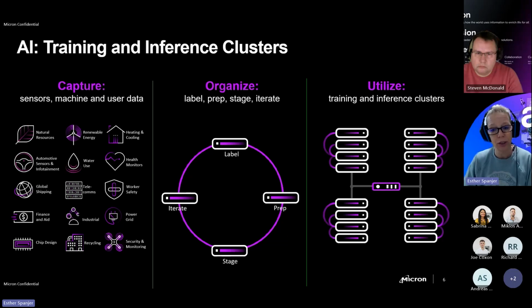Now, for the other stages, there is certainly memory and storage needed. Organization typically is done in the edge, and the capturing, of course, is done in the devices that are closest to the data source. But for today's discussion, I want to focus primarily on the training and inference clusters that are located in our data center and what we need to do to really optimize these engines.